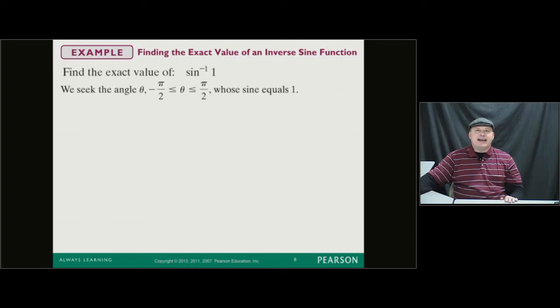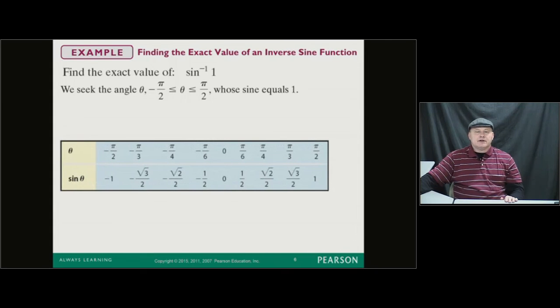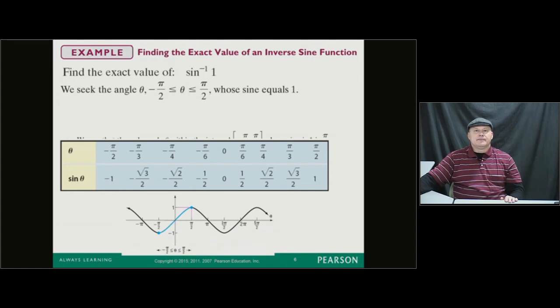So we seek an angle theta between negative pi over 2 to pi over 2, whose sine equals 1. So sine of theta must be 1. So look down through the chart. Sine of theta equals 1 between negative pi over 2 to pi over 2. If you notice, it's the very last one. So sine of pi over 2 is 1. So therefore, the sine inverse of 1 is pi over 2.